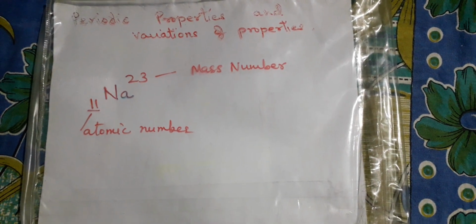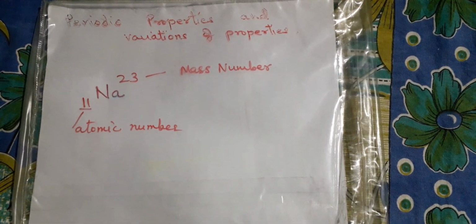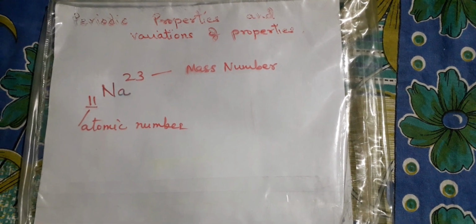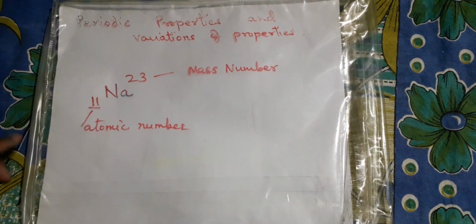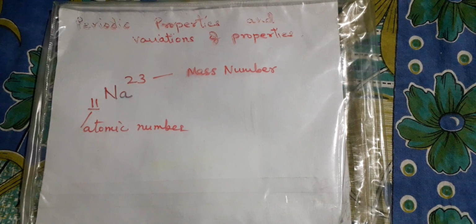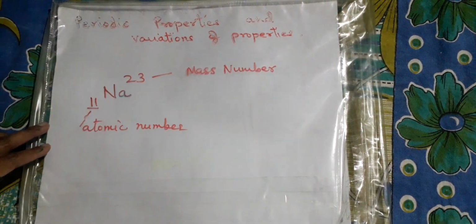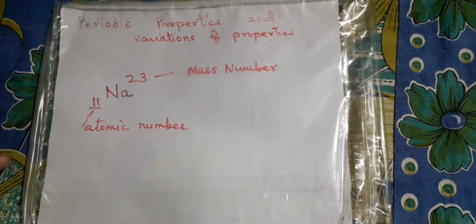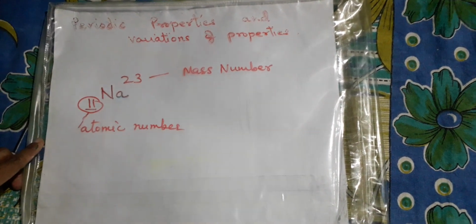Now focus on it. As you understood before, the entire modern periodic table was arranged on the basis of atomic number, not your mass number or atomic weight. Now, if I ask you, by looking at this element, in which group or in which period it is present, what you have to do is focus on the atomic number instead of the mass number.